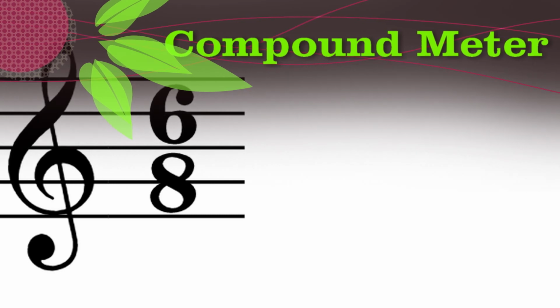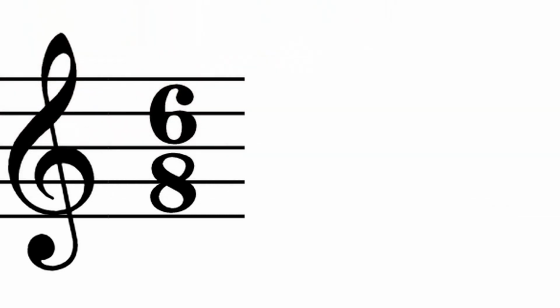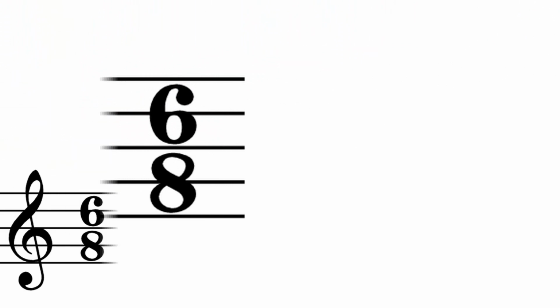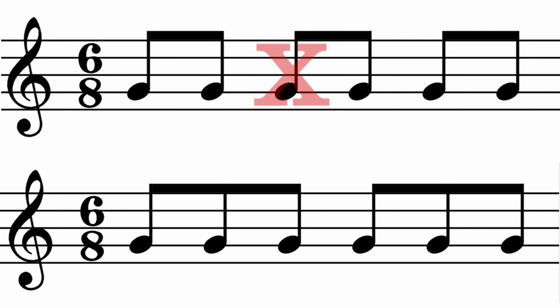Now, there's something special about time signatures where the top number can be divided by 3. We call these compound meter, and the special thing about them is that the notes are grouped in threes. So in 6/8 time, we would have 2 groups of 3 eighth notes. So rather than counting 1, 2, 3, 4, 5, 6, we count 1, 2, 3, 4, 5, 6.